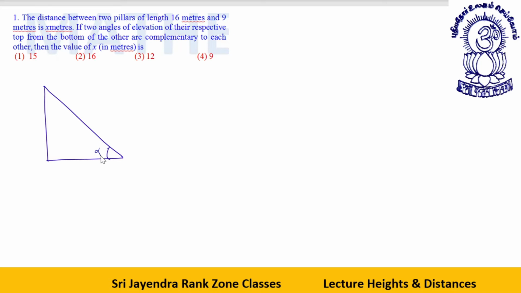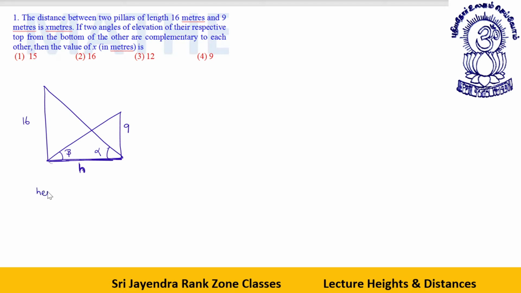Let's say this angle is alpha. From here, if I look at this angle is beta. This is 16, this is 9. Dear student, this is actually the same thing. This is one common side. Let's say this is H. This one common side subtends an angle beta at one side and an angle alpha at the other side.